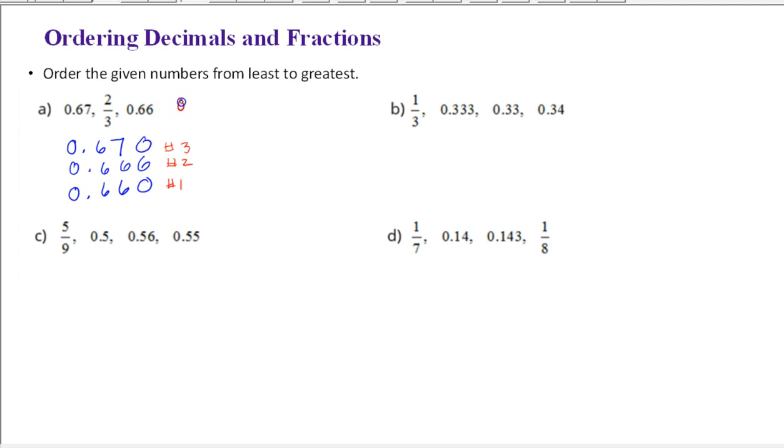We'll put the ordering here. So first 0.66, and we should use 2/3 because that's the exact number. This is an approximation. And then 0.67. Let's look at the next one.